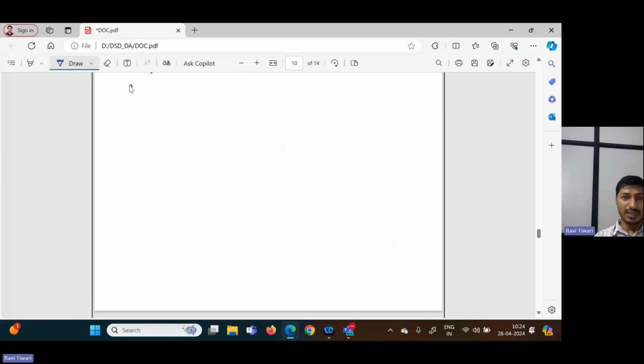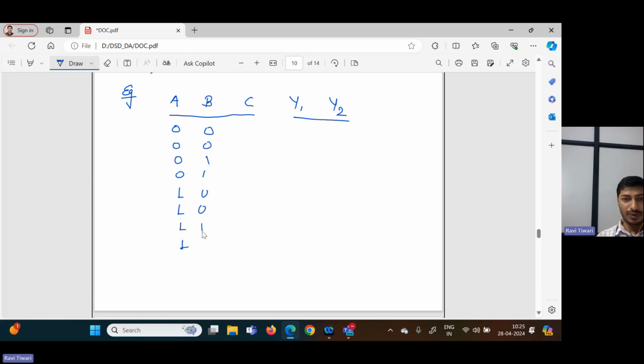For example, in this, we already have a truth table, so first I'm drawing the truth table. We have A, B, C as the input, and we have Y1 and Y2 as the output. As we are having 3 inputs, how many possible combinations are possible? That is 8. So I'm writing all the 8 possible combinations: A is 0, 0, 0, 0, 1, 1, 1, 1, B is 0, 0, 1, 1, 0, 0, 1, 1, and C is 0, 1, 0, 1, 0, 1, 0, 1. This is the input.